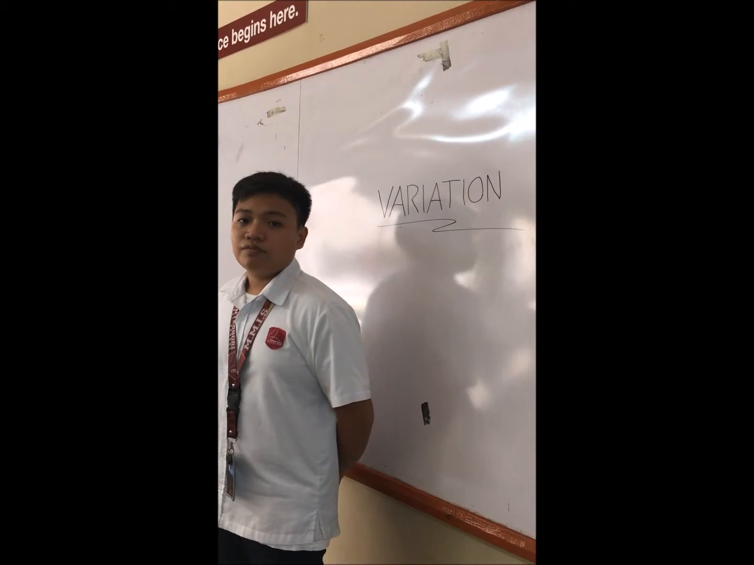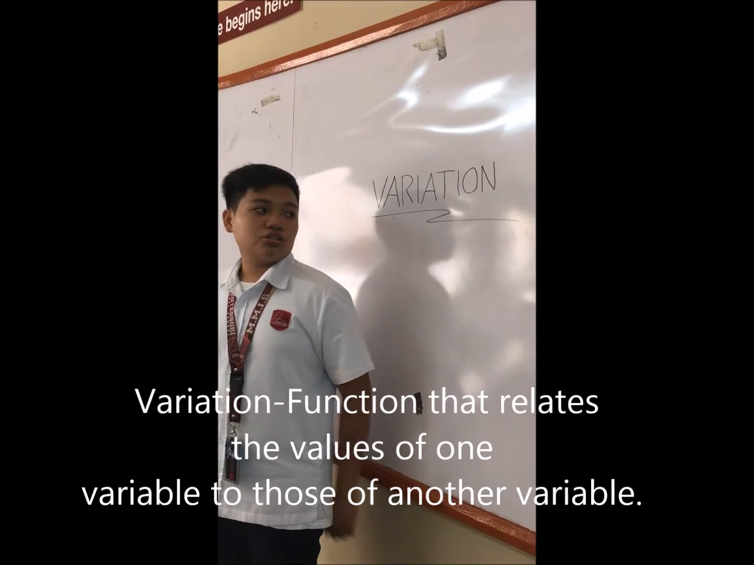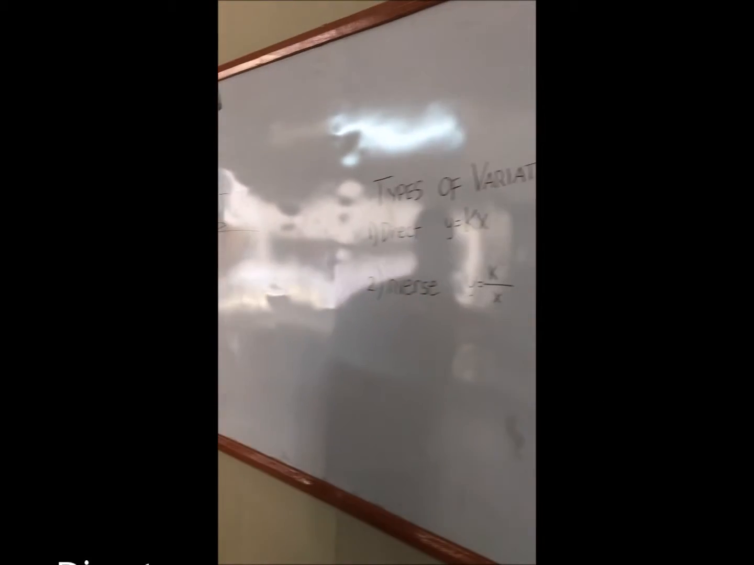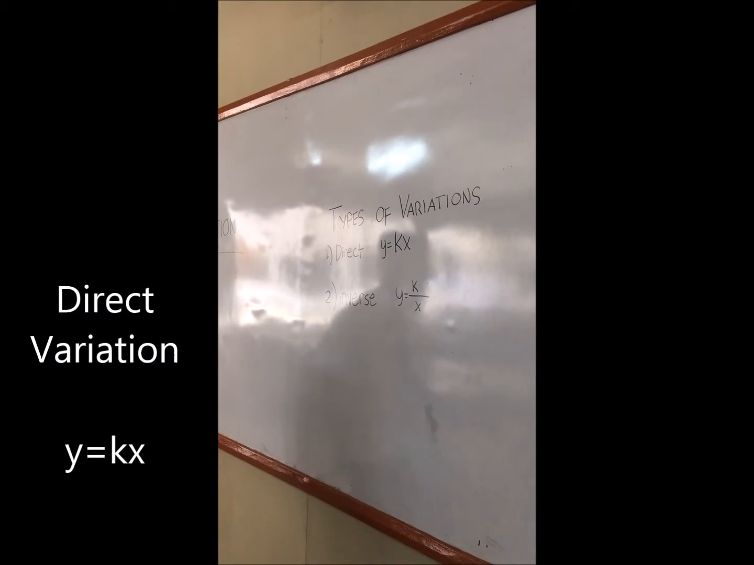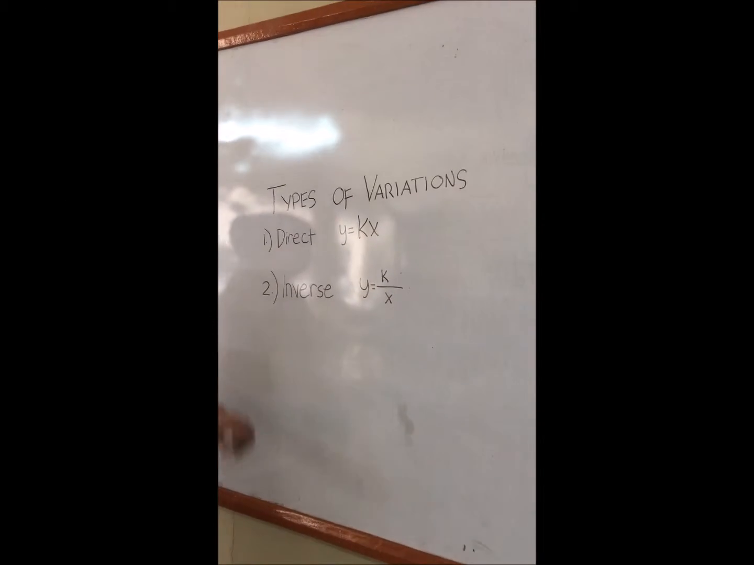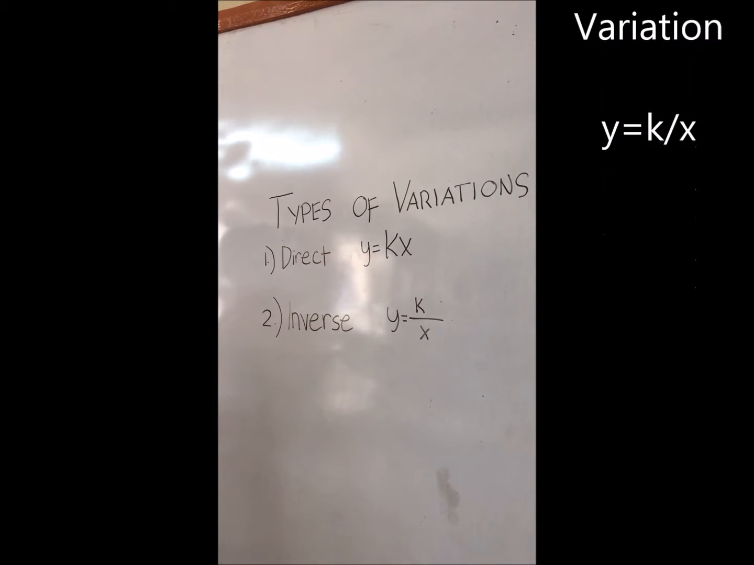Variation. What is a variation? Variation is a function that relates the values of one variable to those of another variable. Next is types of variation. Direct variation: y varies directly to x where k is the constant. Second is inverse variation: y varies inversely to x where k is the constant.